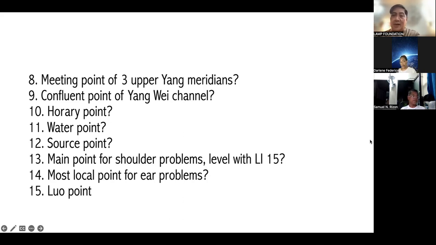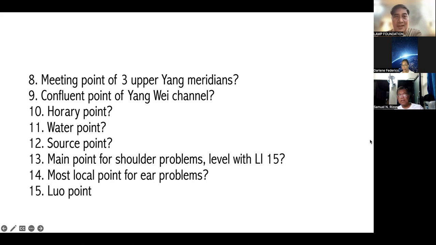Excuse muna. Kanina si Dr. Sam, you remember, pinag-aralan niya yung confluent point ng Yin Wei, right? Ano yun? PC6 combined with spleen 4. So ngayon naman, si Yang Wei. Makikilala natin yung mga Yin Wei, Yang Wei na yan sa susunod. Okay. SJ5 po. Ay, wow, ang galing. Okay, go.